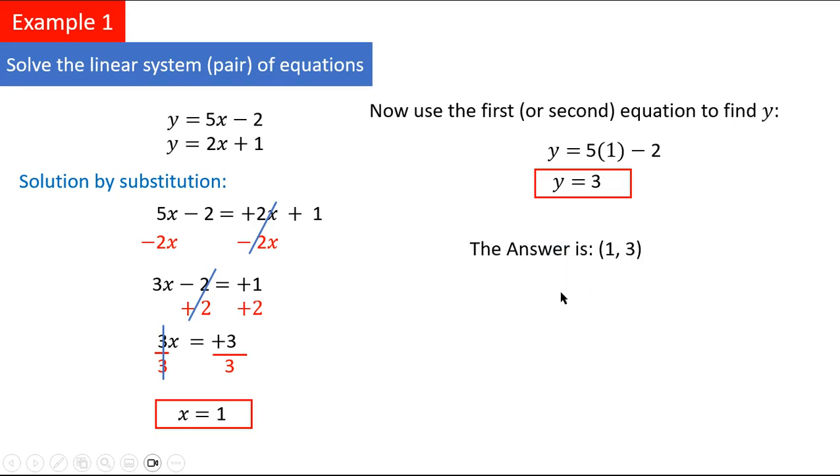Okay. Now you can check this answer by plugging these values 1 and 3 in these equations and see if they are satisfied. And you see here 3 is equal to 5 times 1 minus 2. The other one, 2 times 1 plus 1 is 3, which is good.